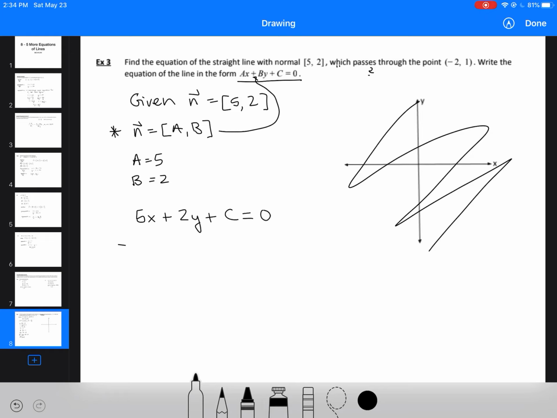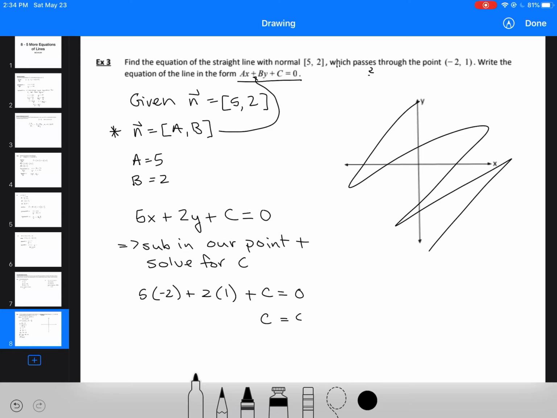Now we have to figure out what c is. So we can sub in our point and solve for c. So 5 times minus 2 plus 2 times 1 plus c equals 0. When you rearrange all of that, you will find that c equals 8, which means that the equation of the line that we're looking for is 5x plus 2y plus 8 equals 0.